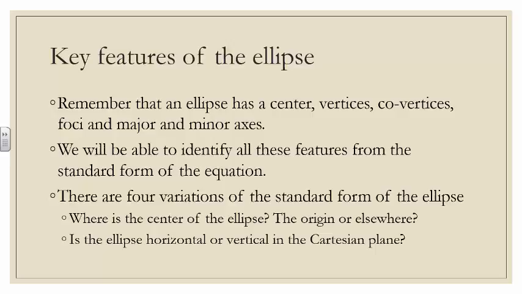There are 4 variations of the standard form of the ellipse. We must know where the center of the ellipse is located. Is it at the origin or elsewhere in the Cartesian plane? Is the ellipse horizontal or vertical in the Cartesian plane? So is that major axis parallel to the x-axis or the y-axis?